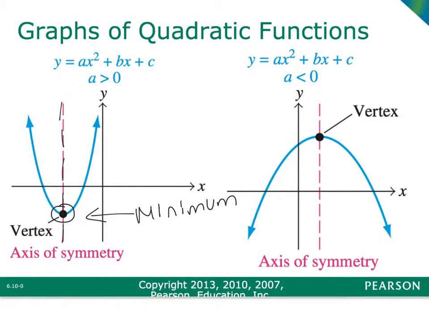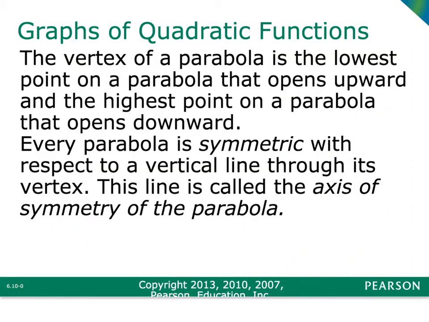Same thing if your parabola opens down. Your vertex is just at the top of the parabola, but the axis of symmetry will still go straight through the middle of the vertex.